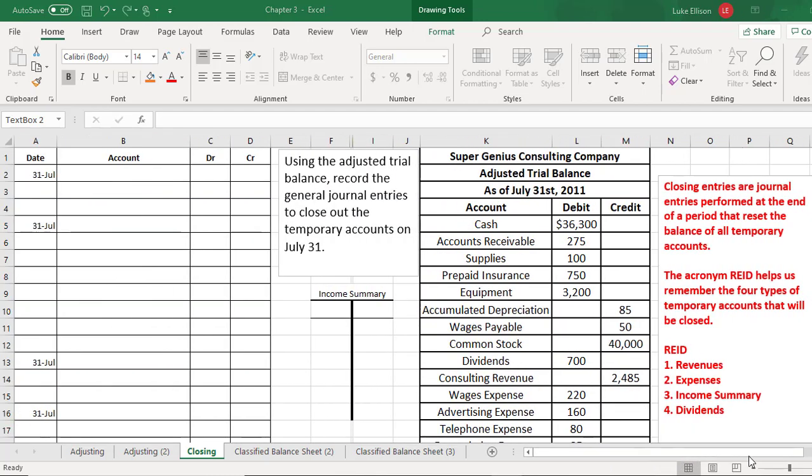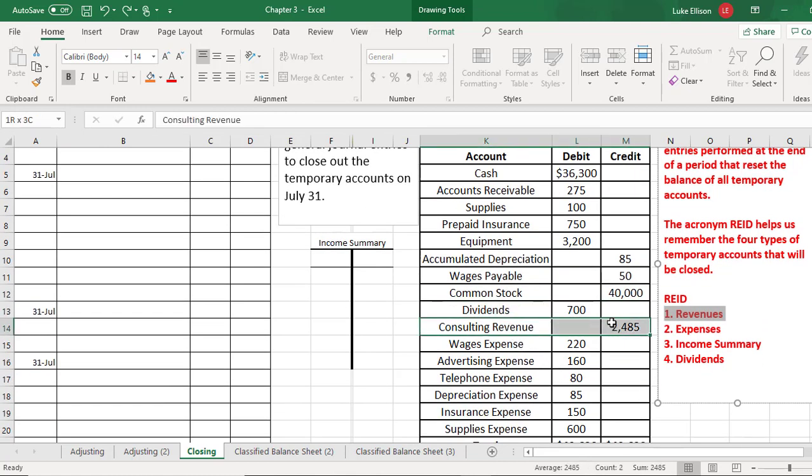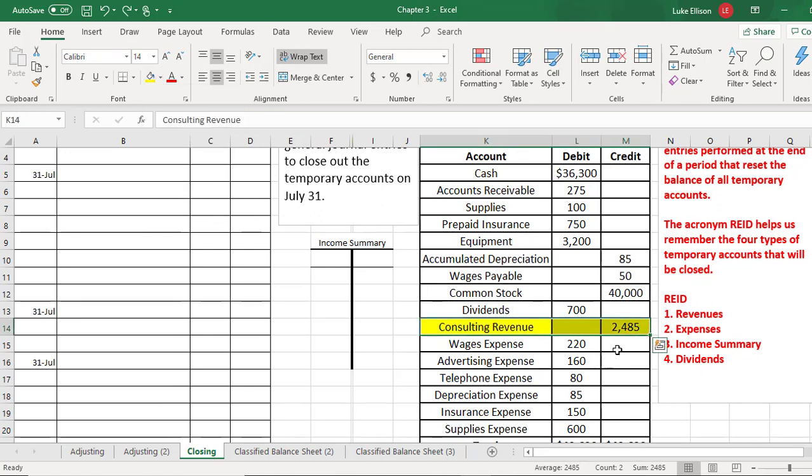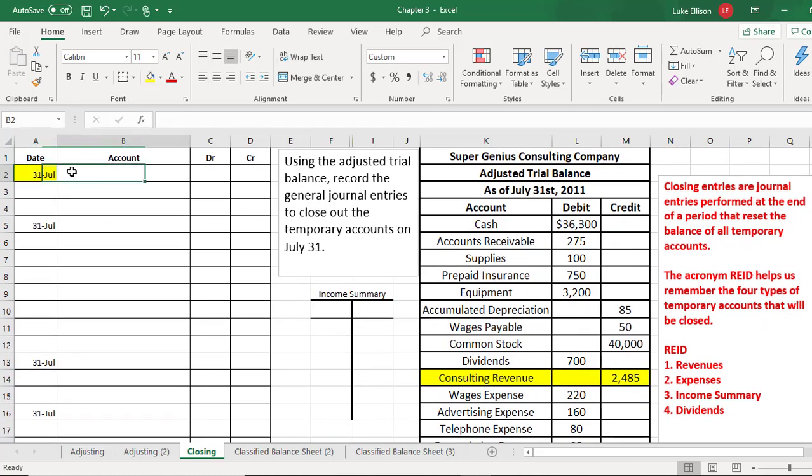So first we need to close the revenue accounts. That's step one. And we'll see we only have one revenue, and that's right here for consulting revenue. So that has a credit balance right now of $2,485. So in order to close that, to get it back to zero, we're going to have to apply a debit for $2,485. So that's what we'll do over here. We can debit the consulting revenue for $2,485, and the corresponding credit is going to be the income summary, also for the same amount.